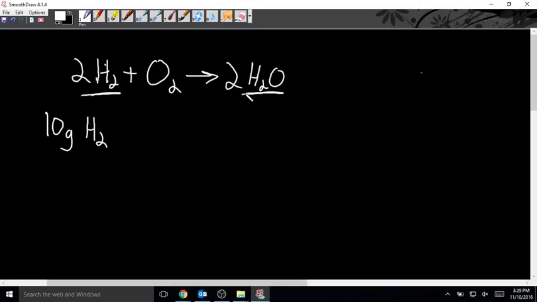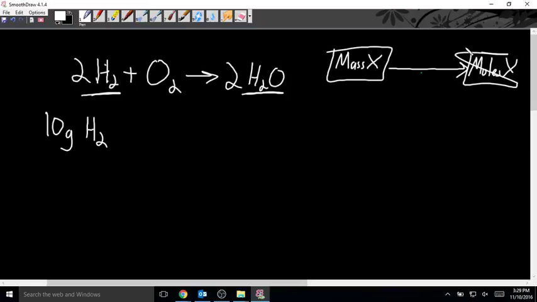So the way that works is: mass of X, and X is what I'm starting with, to moles of X. There's something wrong with the board, but that's fine. To go from the mass of whatever I'm starting with to moles of it, I take that starting mass times 1 mole of whatever I'm starting with over the molar mass of what I'm starting with. But that'll be up on the board so you can see it there too.